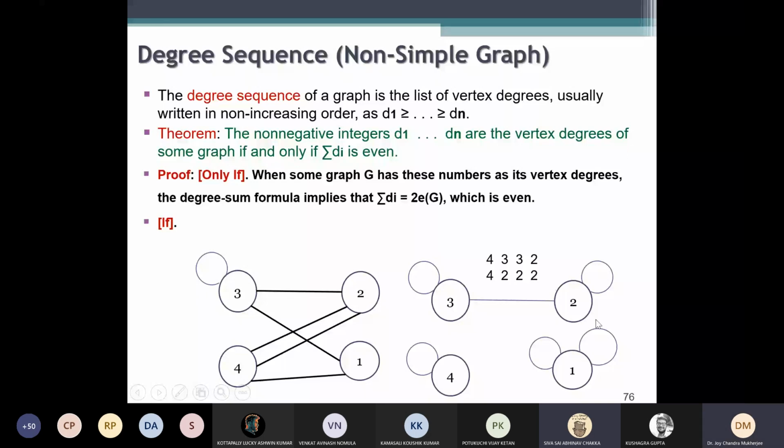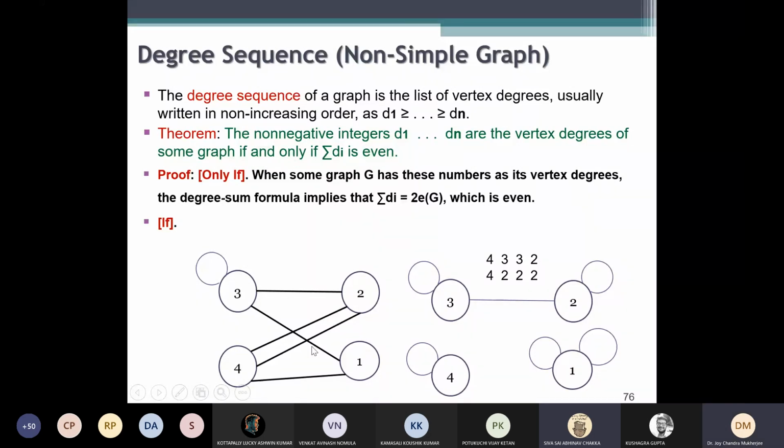Now this is a non-simple graph, right? So basically, for 4 3 3 2 you cannot construct a simple graph, but you can construct a graph. When the degree sum is even for a set of integers, then you can always construct a non-simple graph like this. Okay, so that is how the "if" part works.